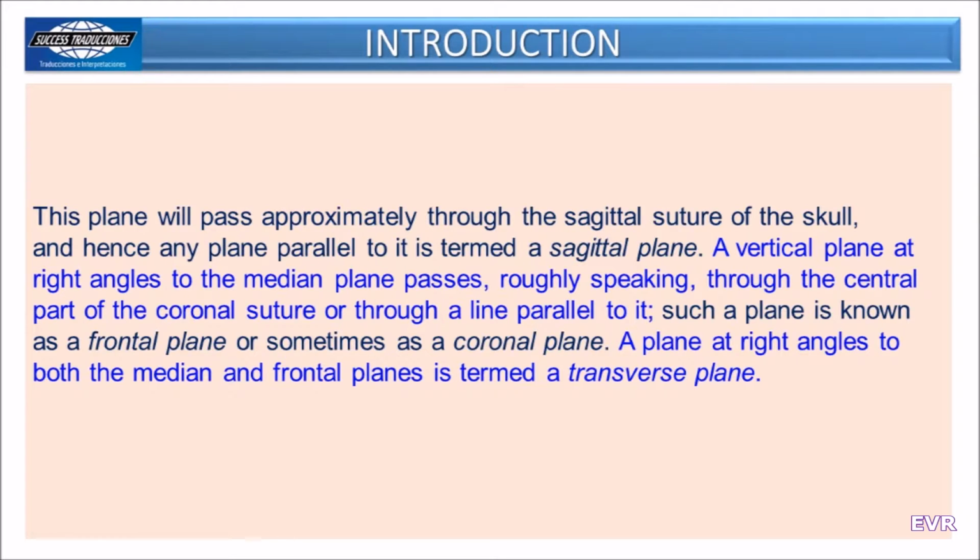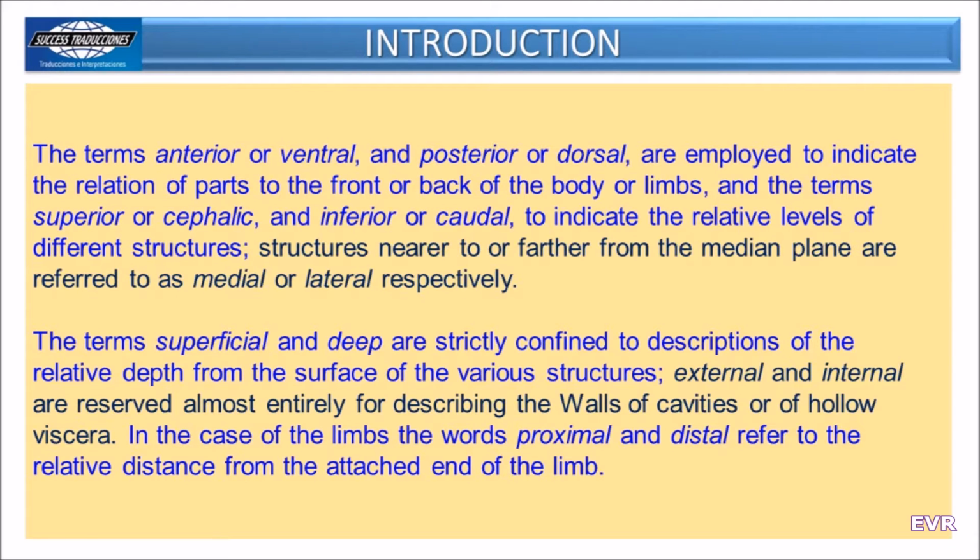A vertical plane at right angles to the median plane passes, roughly speaking, through the central part of the coronal suture, or through a line parallel to it. Such a plane is known as a frontal plane, or sometimes as a coronal plane. A plane at right angles to both the median and frontal planes is termed a transverse plane. The terms anterior or ventral and posterior or dorsal are employed to indicate the relation of parts to the front or back of the body or limbs, and the terms superior or cephalic and inferior or caudal to indicate the relative levels of different structures.